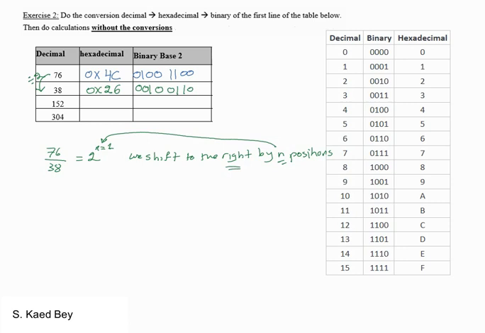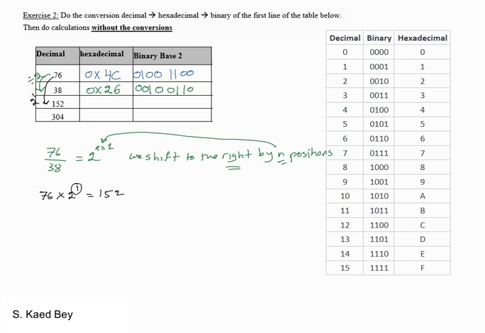Let's take the other example of 152. We notice that the 76 is multiplied by 2 in order to get the 152. So multiplying by 2, or 2 to the power 1, means we have to shift left by 1 position. So 76 multiplied by 2 to the power 1 is 152.